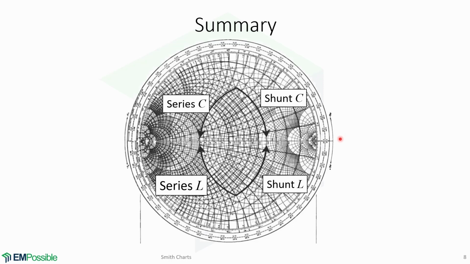This is a summary of how to add different elements using the Smith chart. To add a series capacitor, we move counterclockwise on the impedance Smith chart. If we wish to add a series inductor, we move clockwise on the impedance Smith chart. For shunt elements, we use the admittance Smith chart, which is the Smith chart rotated 180 degrees. If we wish to add a shunt capacitor, we move clockwise. And if we want to add a shunt inductor, we move counterclockwise.